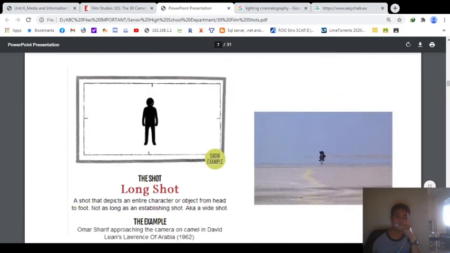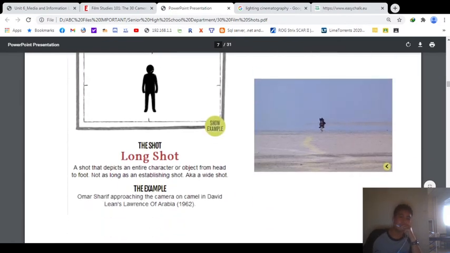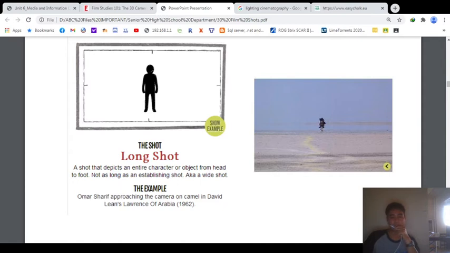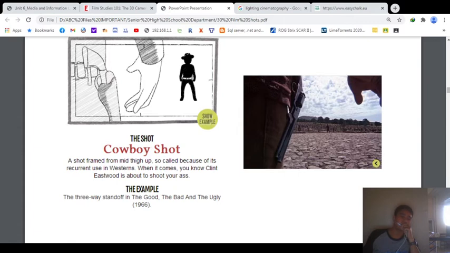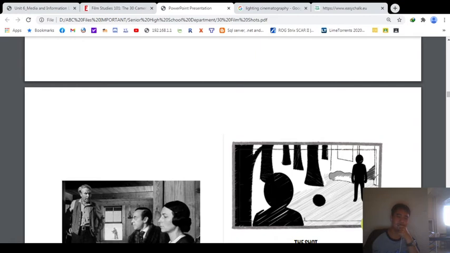Next is the long shot. A shot that depicts the entire character or object from head to foot. Not as long as an establishing shot, aka a wide shot. A shot that depicts the entire character, no? Only the character is the focus of the camera. Next is the cowboy shot. A shot framed from the mid-thigh up, so called because of its recurrent use in westerns. When you know Clint Eastwood is about to shoot, that's bad.